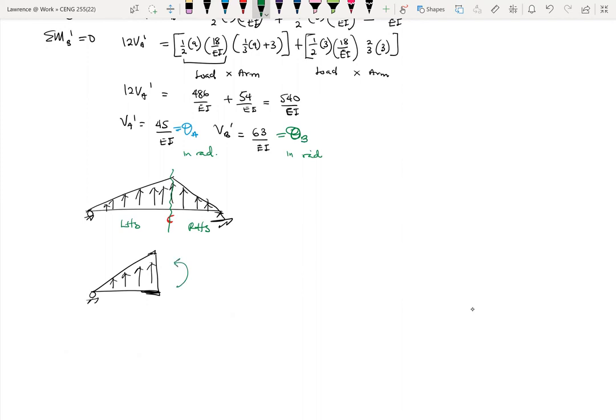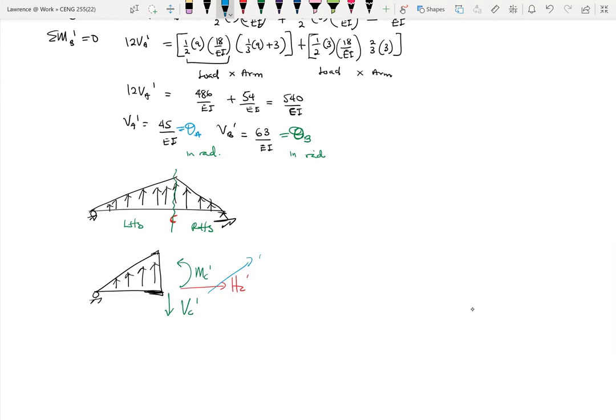So here we have these unknown reactions, and then we also have this horizontal. I'm bringing it here because it's important to note that there's always a horizontal component. Just that in this case, this goes to 0, so we can ignore it. So our goal is to find MC prime.